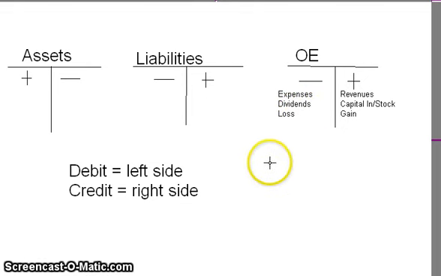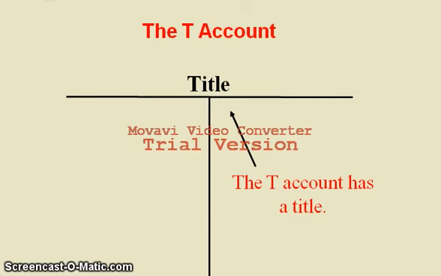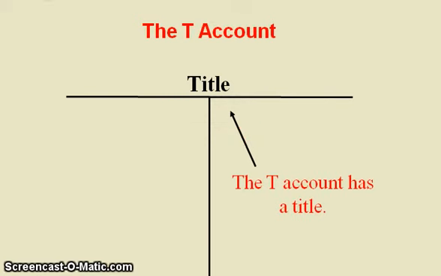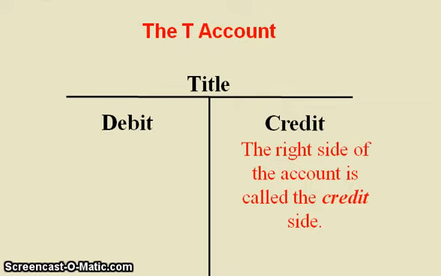Okay, so now that we've done a basic discussion on what these accounts are, I think it's time for us to actually look at the PowerPoints from this chapter. If you're using the PowerPoint slides to look through, I'm just going to be going through them. Several of these we've talked about. This is a T account. Debit is the left side of the T account. Credit is the right side of the T account.